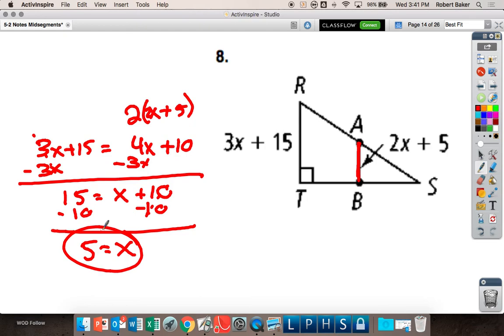And 2 times 5 is 10. 10 plus 5 is 15. So the midsegment is 15. 3 times 5 is 15, and 15 plus 15 is 30. And then you look at the relationship. Is 15 times 2 30? Yes. Okay, last one. You ready?